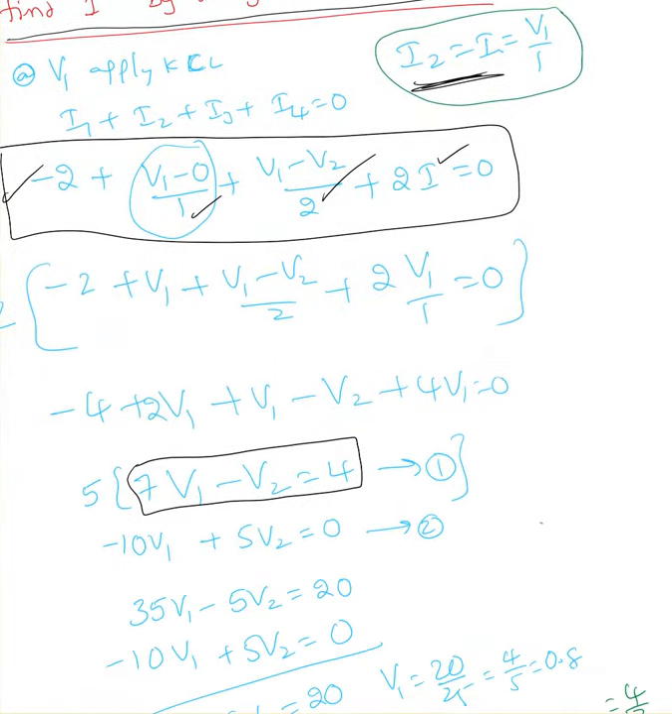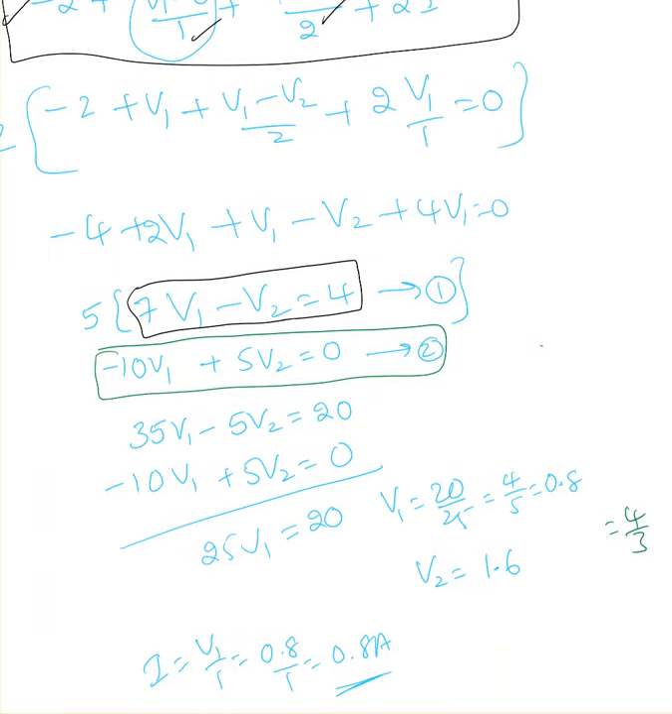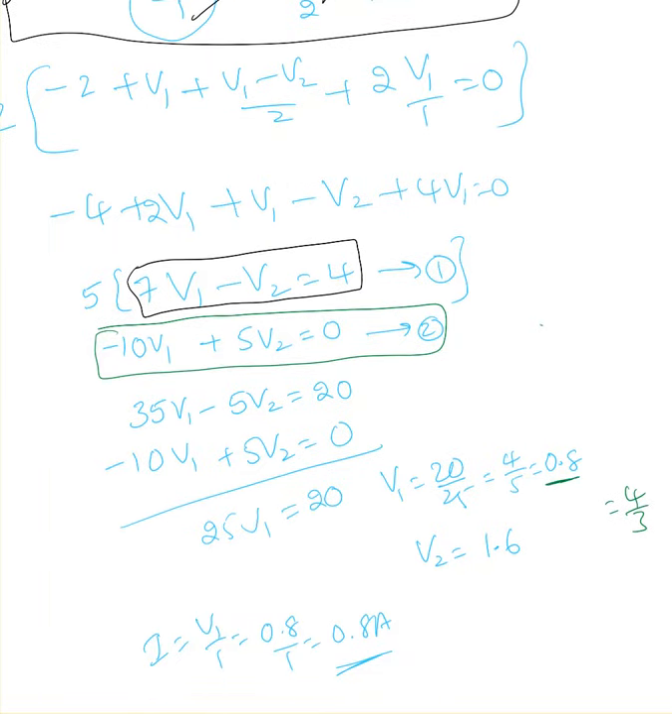Now I'm solving these two equations. 7V1 minus V2 equals 4 is my first equation. Minus 10V1 plus 5V2 equals 0 is my second equation. To eliminate V2 in both equations, I'm multiplying the first equation by 5, which gives 35V1 minus 5V2 equals 20. Minus 10V1 plus 5V2 equals 0. So 25V1 equals 20, V1 equals 0.8.